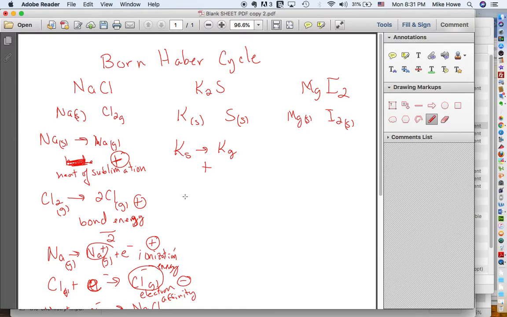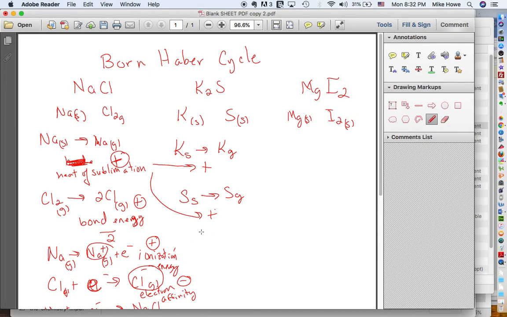Okay, then the sulfur does have to be sublimed. So you got to change from sulfur as a solid to sulfur as a gas. And that also is going to require energy, but that's also heat of sublimation. So heat of sublimation is here, and it's also here. We didn't have a heat of sublimation for the chlorine because it was already a gas.